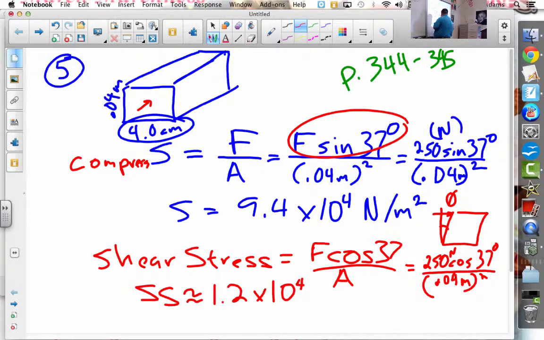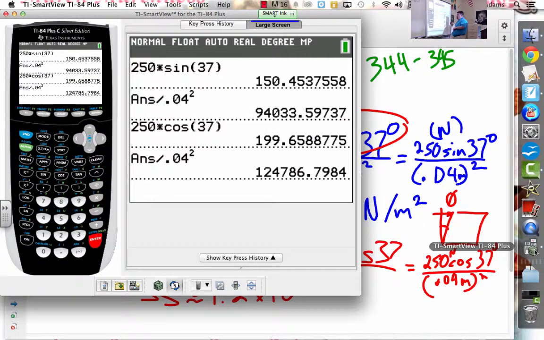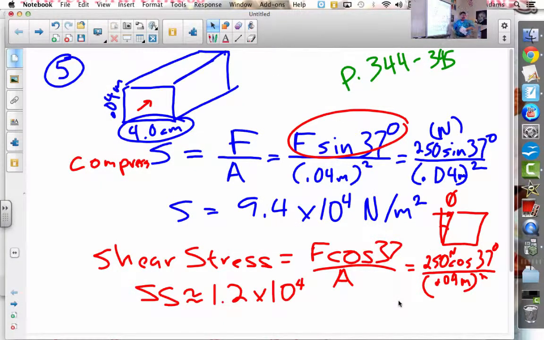Now your textbook says 1.25. I don't know. Let me look at that. Was it 1.25? Yeah, you could round it to 1.25. I just rounded it to 1.2, but you could round it to 1.25. Okay? Any questions on that? Does that make sense?